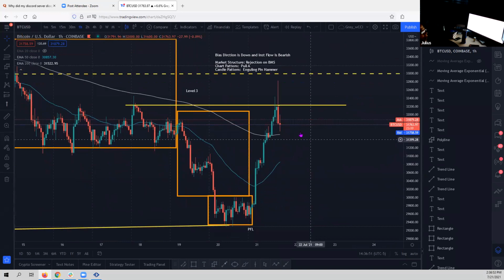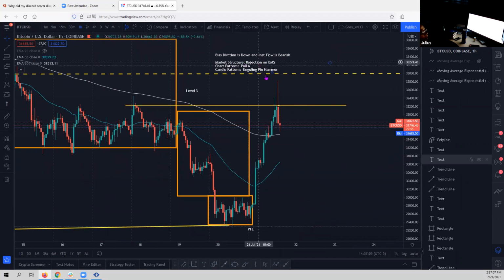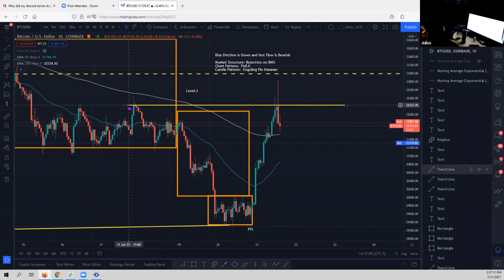I like that you identified this, because we've got our bias direction, institutional flow bearish, and three confluences, which are the three important ones: market structure, which is rejection on the BMS. This is our BMS line, and it rejected it. We also hit the 50 on the fibs, which is part of market structure, which is good.